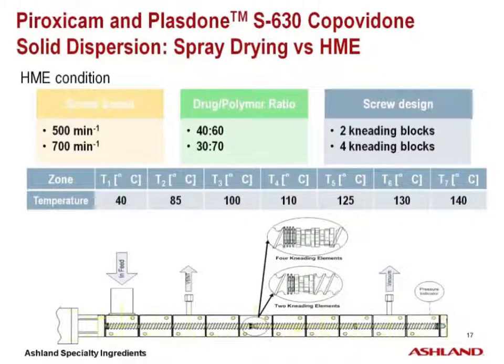For the melt extrusion process, two screw speeds, 500 RPM and 700 RPM, were evaluated. In addition, the impact of screw configuration was evaluated. As shown in this screw configuration diagram, on one screw there were 2 kneading blocks. On the other screw, there were 4 kneading blocks. The barrel temperatures are shown in the middle of the slide. The highest process temperature used here is 140 degrees, which is below the melting temperature of the API.